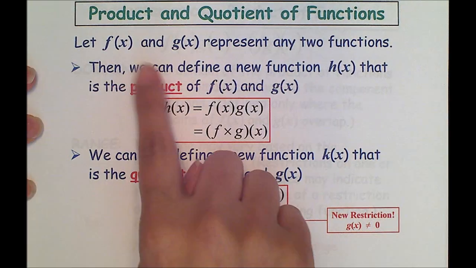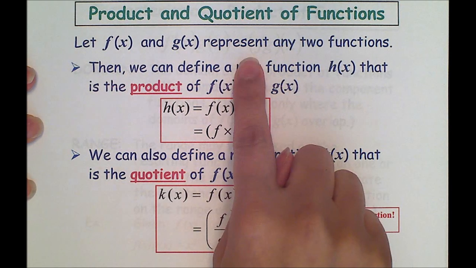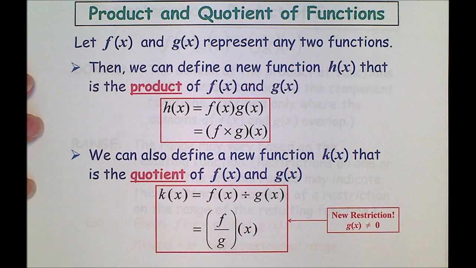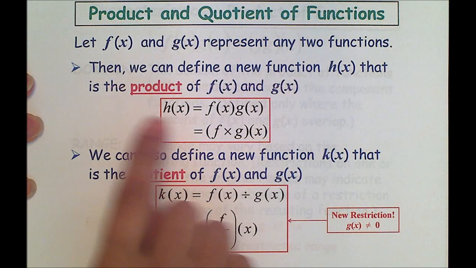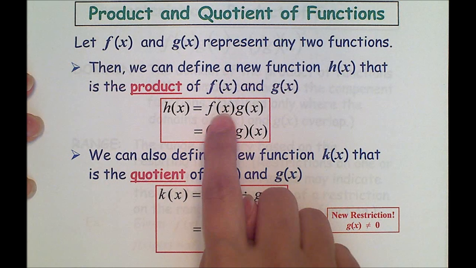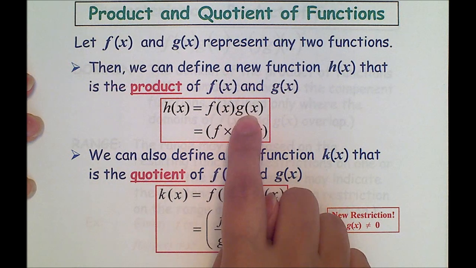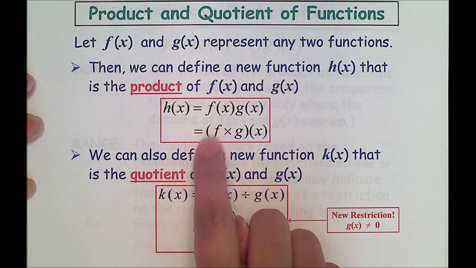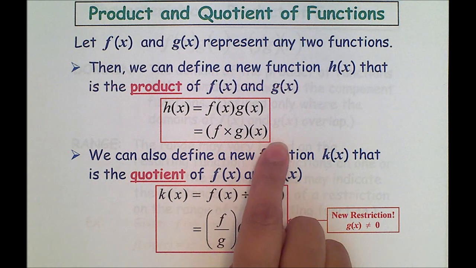So let f of x and g of x represent any two functions. Then we can define a new function h of x that is the product of f of x and g of x. So there's two different ways of writing it. You'll either see it as the first function multiplied with the second function, or you'll see the first function multiplied with the second function and then the independent variable in the brackets on its own. So there's different notations of writing the product of functions.